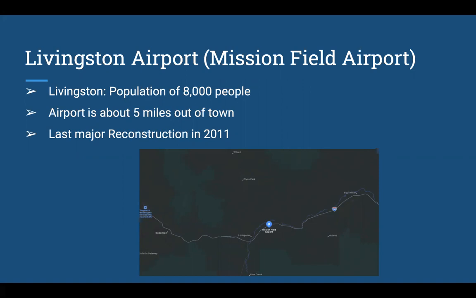Livingston has a population of about 8,000 people, but that's just a rough estimation because there's a lot of tourism. And a lot of clients who fly into the Livingston Airport go to places like Big Sky Resort and Yellowstone. And so Livingston tends to gain some population from those clients as well. And the last major reconstruction of the airport was done in 2011. So this is the next major project that will be going on at this airport.